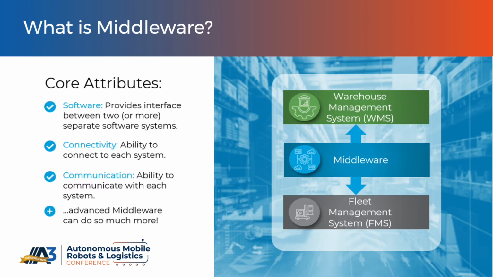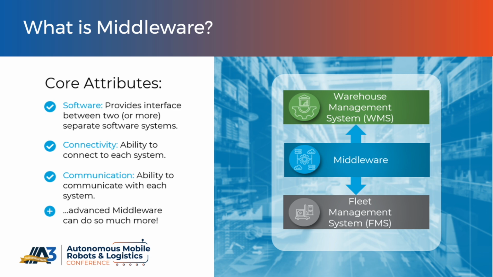So we're circling back around now to the definition of middleware. When we talk about middleware, we're talking about software, and we're talking about software that helps you be able to connect otherwise disconnected systems together. There's a couple of core attributes for middleware. One, it can connect systems together. The other thing, it helps facilitate communication between those systems.